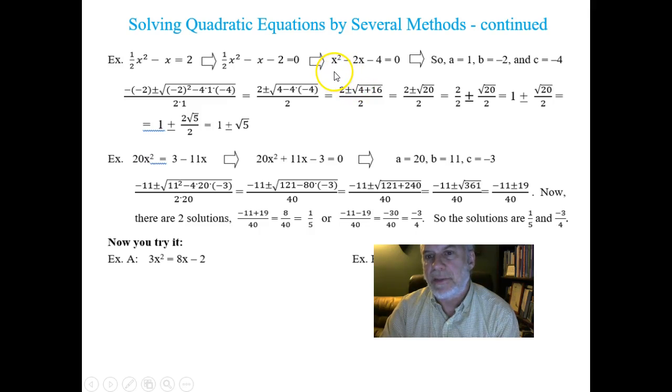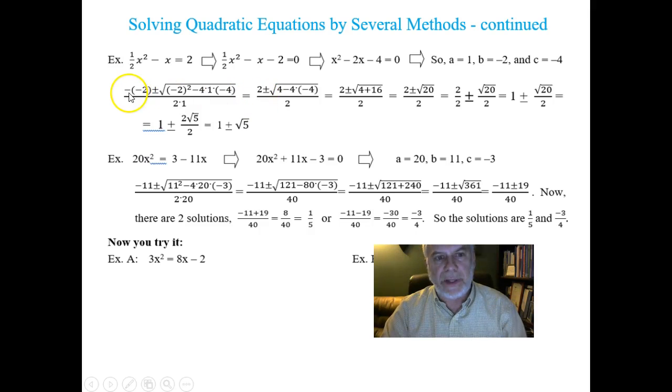All right, so now I've got it in the form, and a would be 1. The number in front is 1. B would be negative 2, and C would be negative 4. All right, now notice that B is negative 2. So when we do negative of b, we're going to have negative of negative 2. So negative of negative 2, that's going to just change to just positive 2. But let's keep going. And then b is negative 2, so negative 2 squared minus 4 times a, which is 1, times c, which is negative 4.